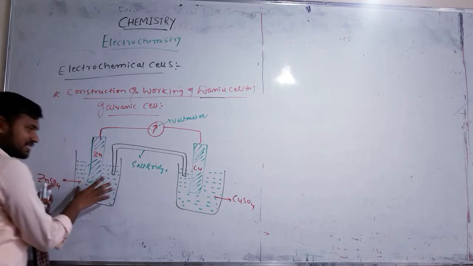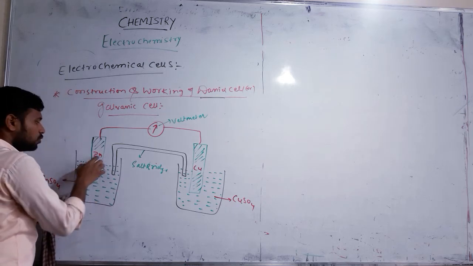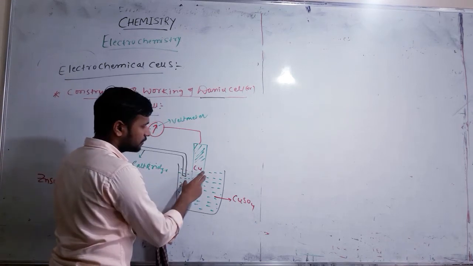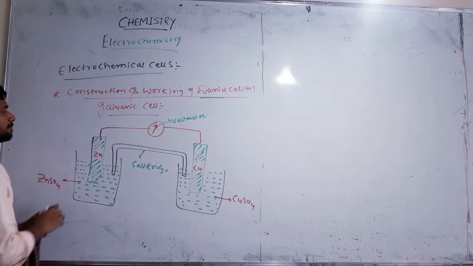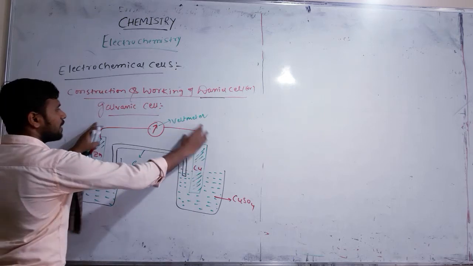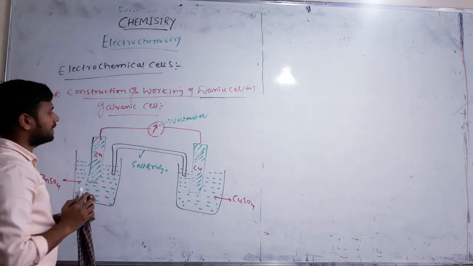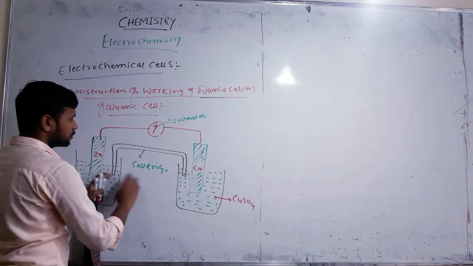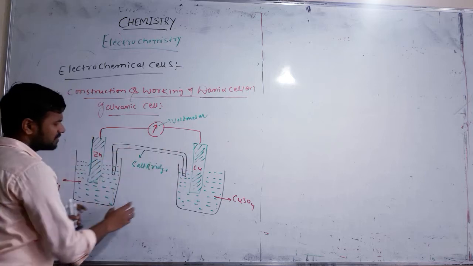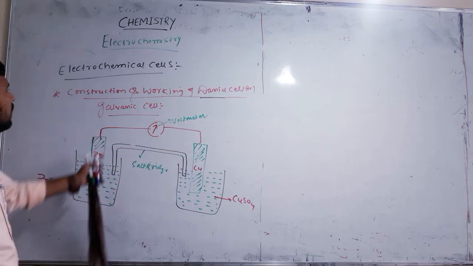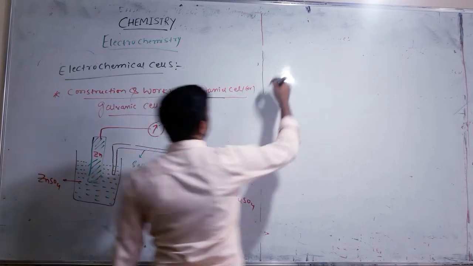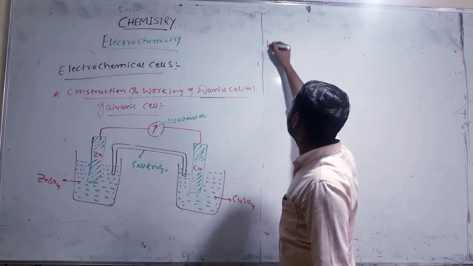Within these containers I put the respective electrolytes: for zinc, zinc sulfate; for copper, copper sulfate. I am putting the copper sulfate solution here. Next, I am connecting the two electrodes by a voltmeter, and connecting the two half cells by a salt bridge. This is a very simple construction of the galvanic or Daniell cell. Now see the working. I am now explaining the working.